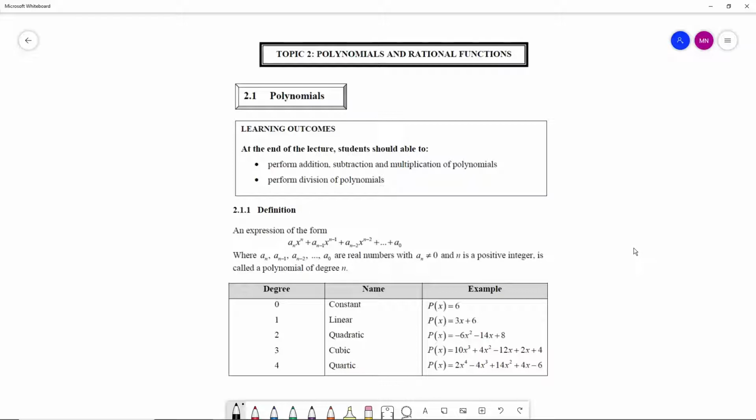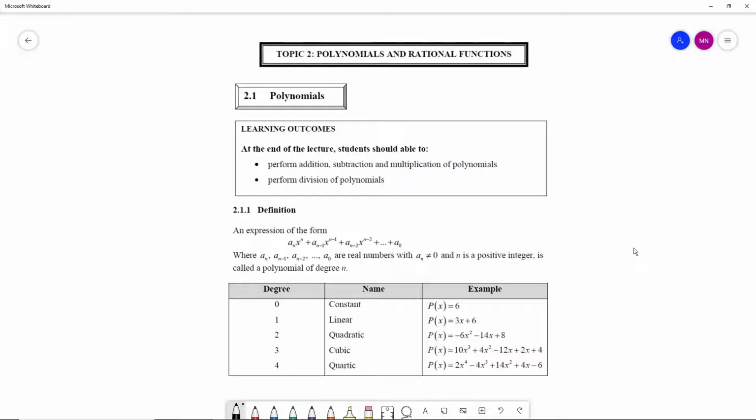Okay, so this video is for topic 2, polynomials and rational functions. Let's first go into 2.1 for polynomials. Our learning objectives at the end of the lecture are that students should be able to perform addition, subtraction and multiplication of polynomials, and second, to perform division of polynomials.